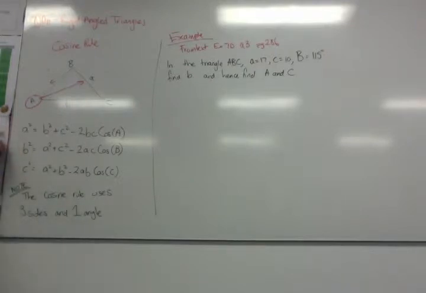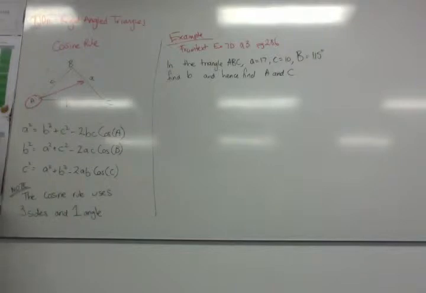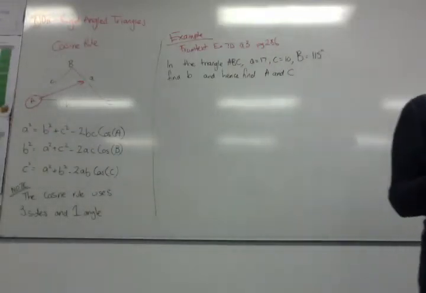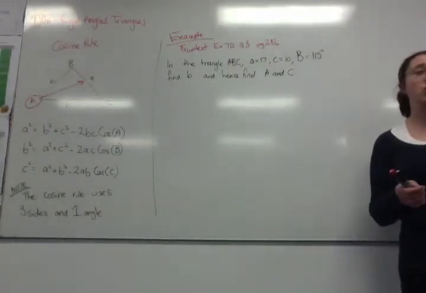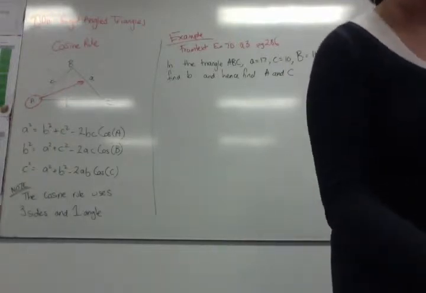Alright, so that's the rule written out 3 times for you. The rule can also be written to find the unknown angle, but I'll stick to this for the minute, and I'll bring out that other rule afterwards. So the cosine rule uses 3 sides and 1 angle. That's something you've really got to remember. The sine rule uses 2 sides, 2 angles. Cos uses 3 sides, 1 angle. So just be careful with that one.